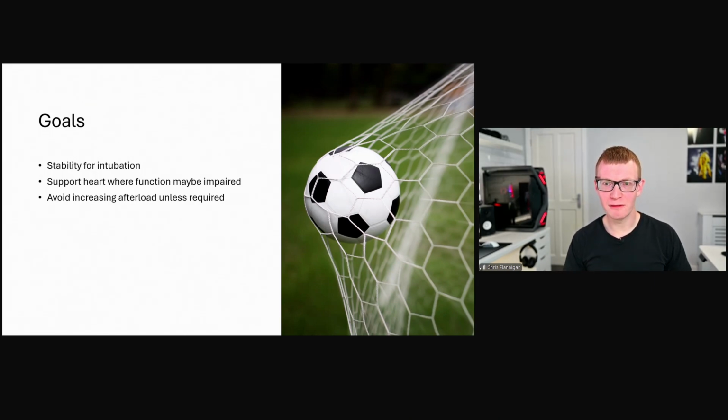If you look in the BNF, now nobody's ever going to do this. It mentions giving a loading dose because it takes so long before it works. If you give a loading dose, the blood pressure will absolutely bottom out, and nobody ever does it, despite the fact that if you look in the BNF, it does recommend it.